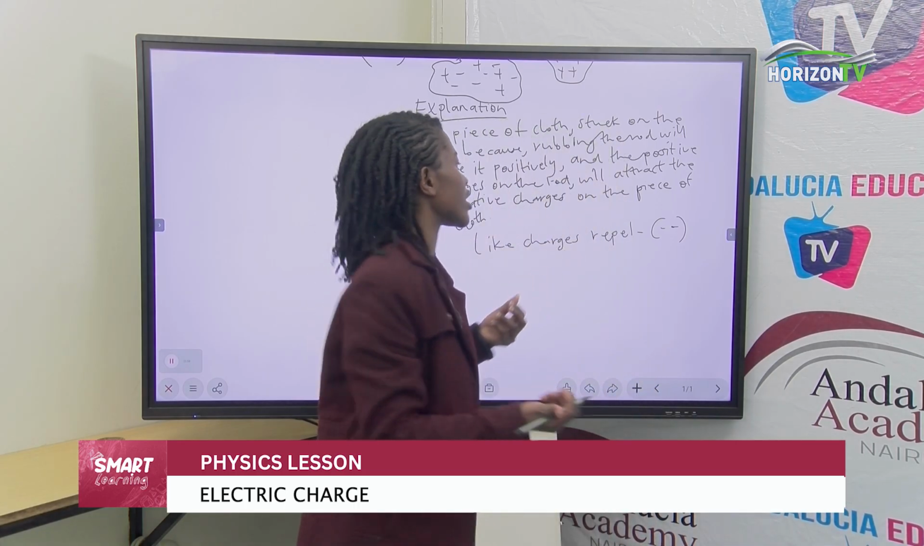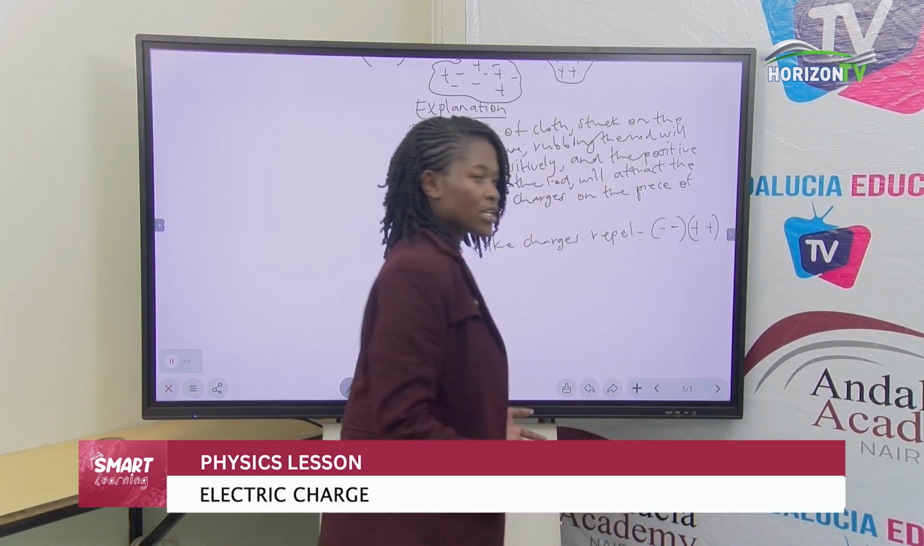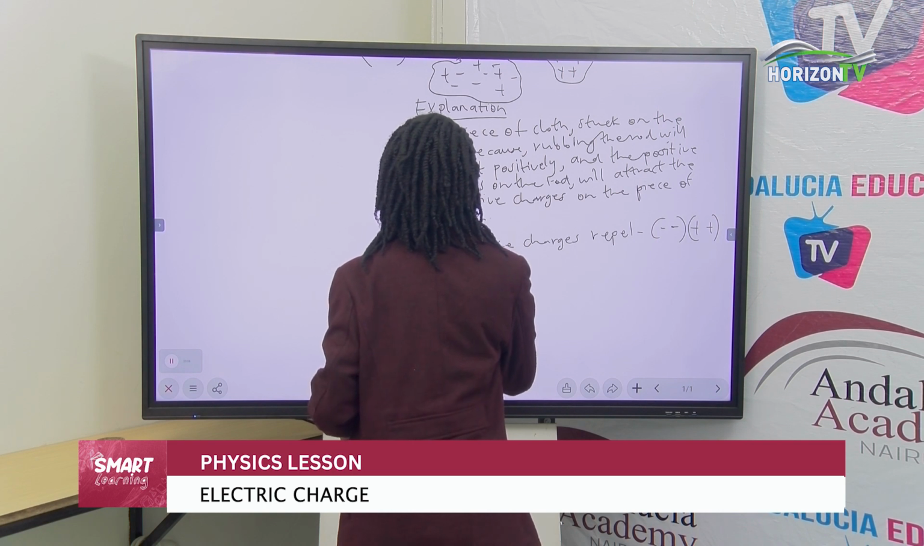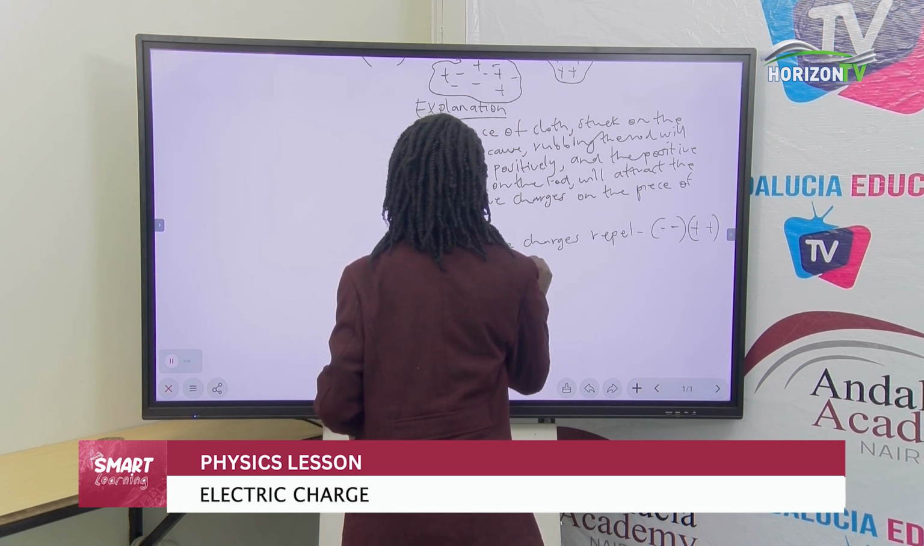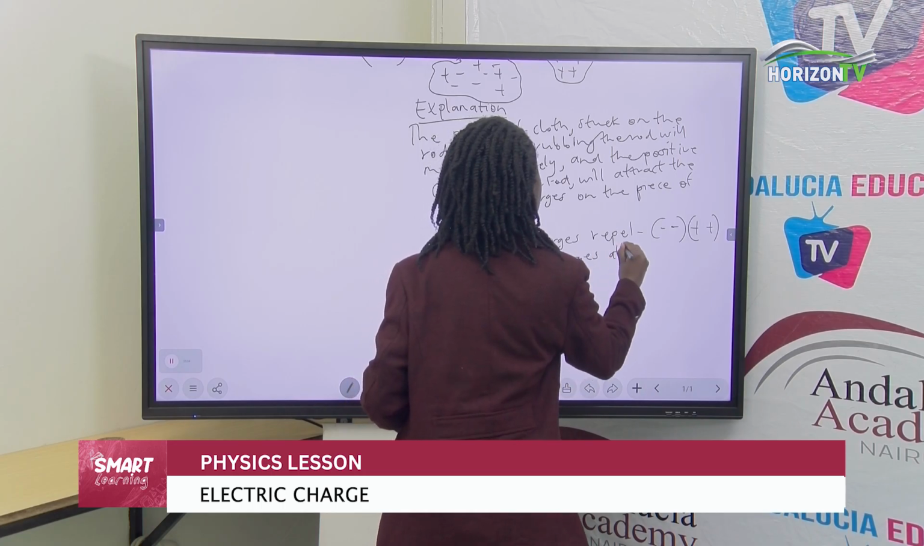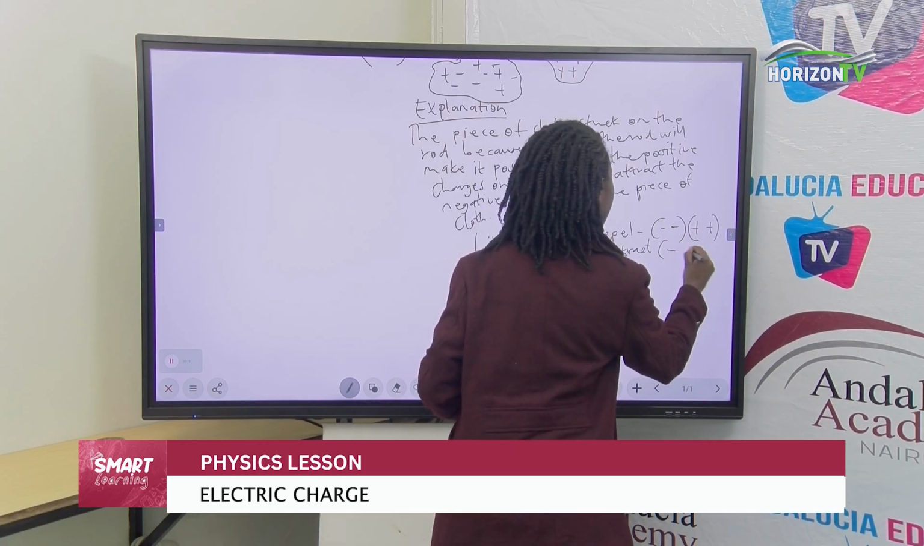You feel like they're moving away. Of course, a positive and a positive, there is repulsion. And the vice versa, of course, is true. So we say unlike charges attract. Unlike charges do what? Attract. Of course, positive and negative.